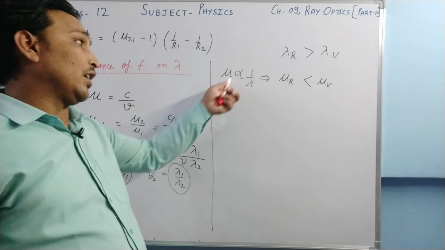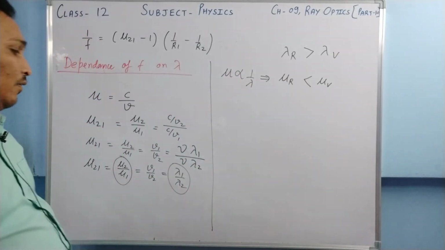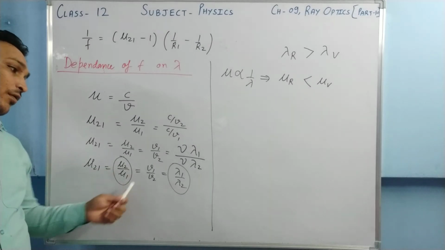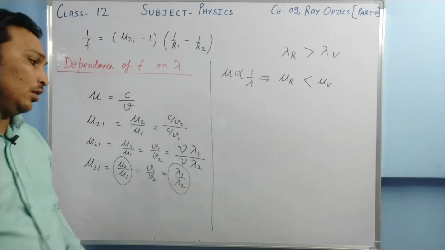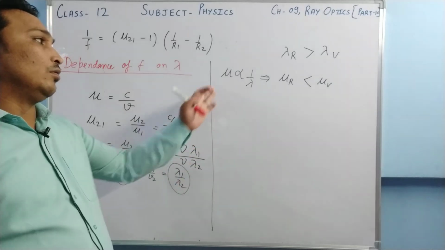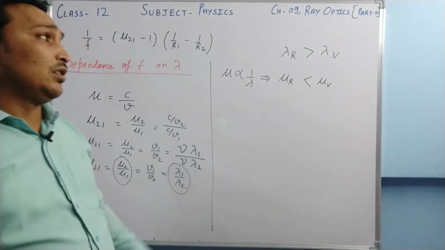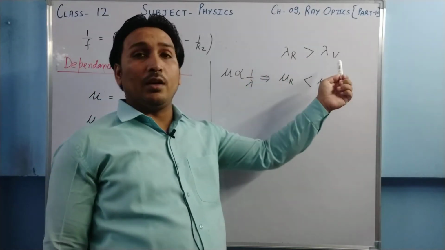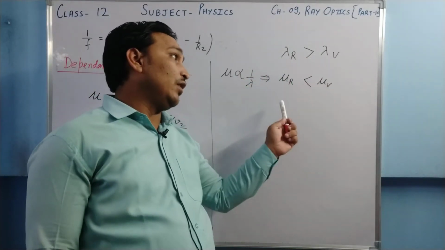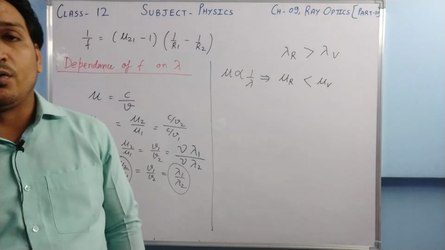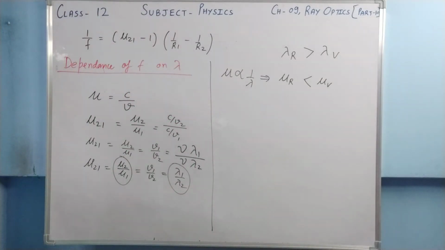Since refractive index is inversely proportional to lambda, from mathematical calculation we can see that. Here it says mu2 upon mu1, here it is lambda 1 upon lambda 2. So 2 upon 1, 1 upon 2. The ratio is inverted, so mu is inversely proportional to lambda. Lambda of red color is greater than lambda of violet color, so mu of red color will be less than mu of violet color. Now the refractive index of red color is less than the refractive index of violet color.